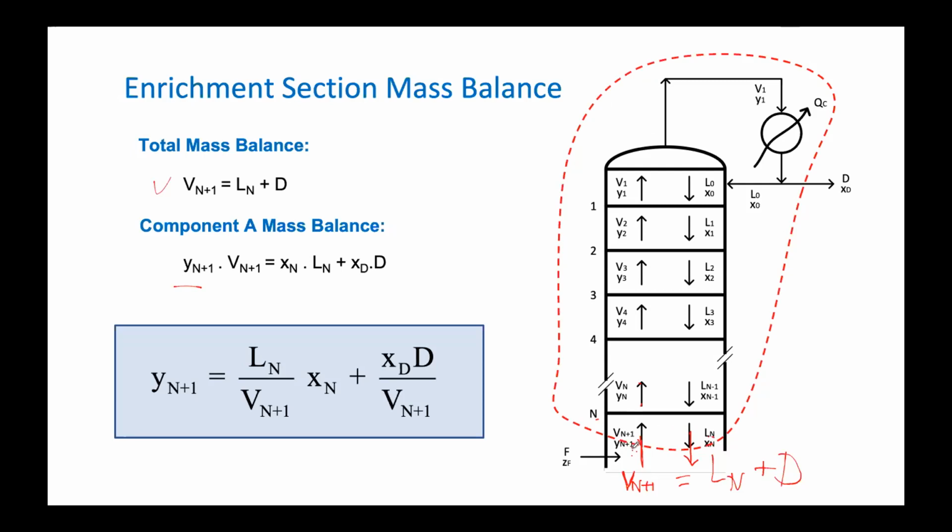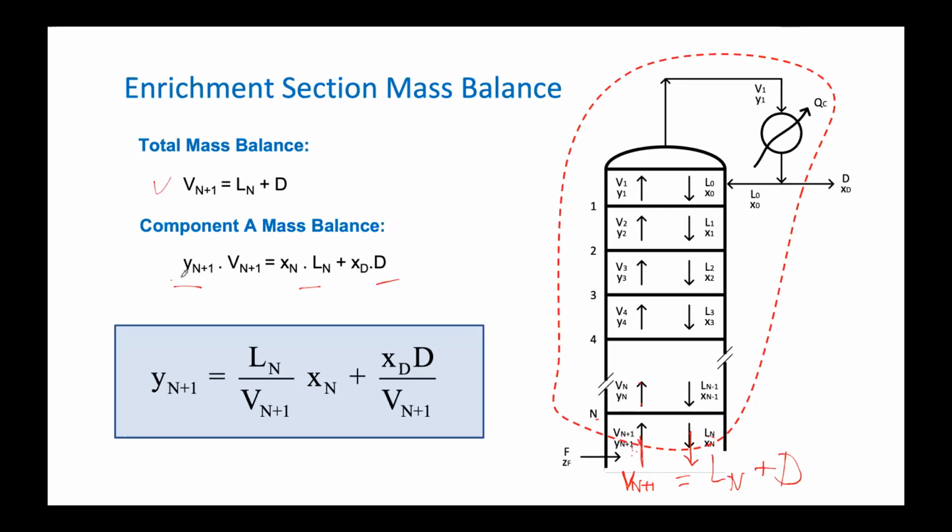Okay, yn+1 multiplied with Vn+1 would be equal to the component mass balance for n, Ln times xn, and the component balance there, so XD multiplied with D. Okay, so that is the component mass balance.